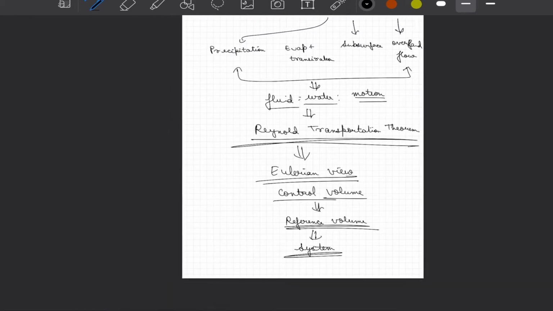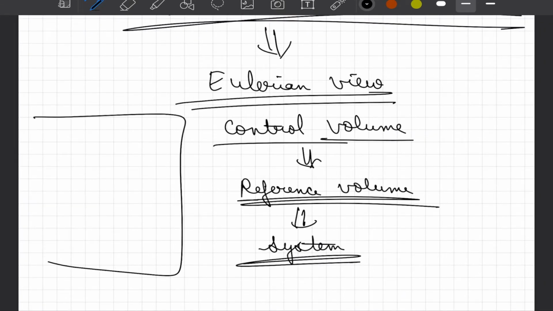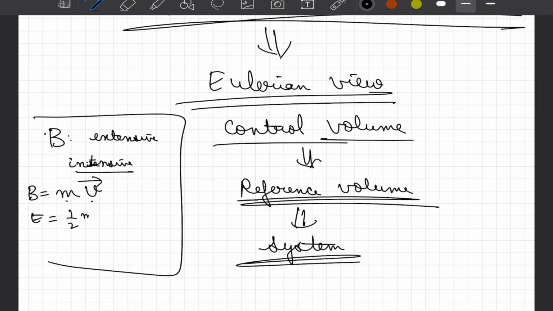We will also deal with two kinds of properties here. One is extensive properties, represented by B, and another would be intensive properties, which are mass independent. When we talk about an extensive property, for example, momentum is mass times velocity, so we can say that momentum is an extensive property. Similarly for energy: total energy is given by kinetic energy plus potential energy plus internal energy. Internal energy is also directly proportional to the mass of the body under consideration, and hence energy is also an extensive property, represented by B.